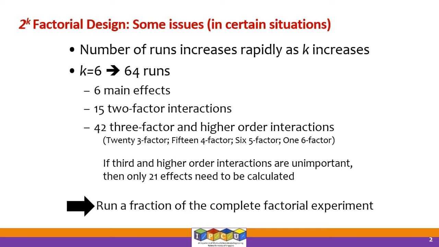Then from the 64 runs from the full factorial design for a system involving 6 factors, we can also estimate the other higher order interactions. For example, we will have 42 3-factor or higher order interactions in the system. To be precise, we will have 20 3-factor interactions, 15 4-factor interactions, 6 5-factor interactions, and 1 6-factor interaction. An example of a 3-factor interaction would be x1 times x3 times x4. You will have 20 such possibilities because 6 choose 3 will be equal to 20.